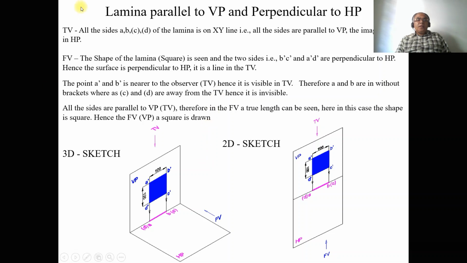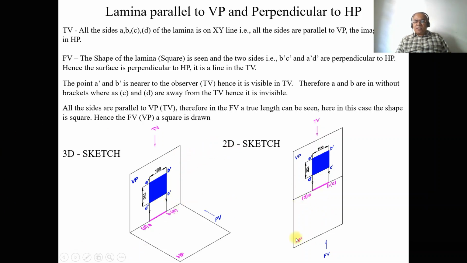In the front view, the points A dash and B dash are near to the observer. So when you look from the top view, AB is visible. Therefore, A and B are written without brackets, whereas C and D are away from the observer, so they become invisible. Since all the sides are parallel to VP, in the front view it will be in true length. So you can see the shape is in true length. But this is in the 3D sketch.